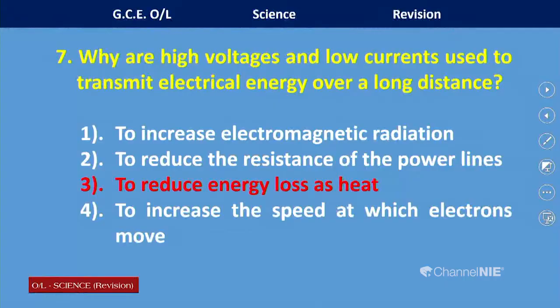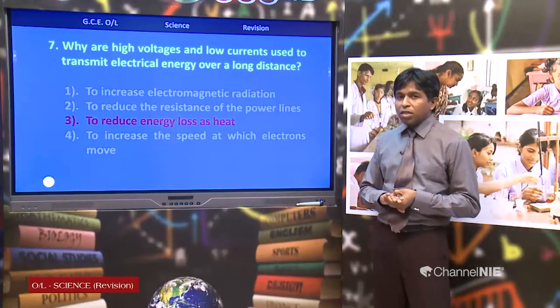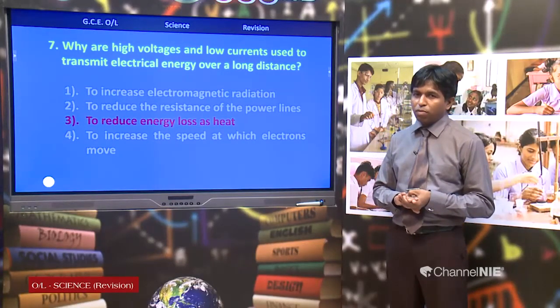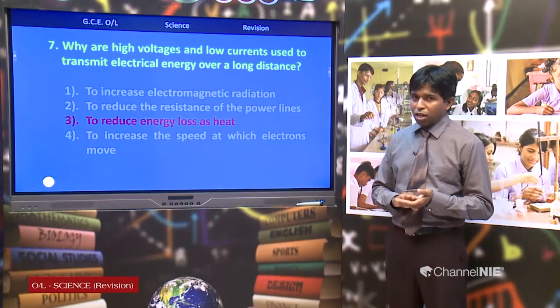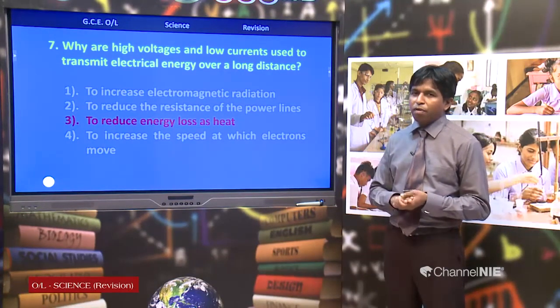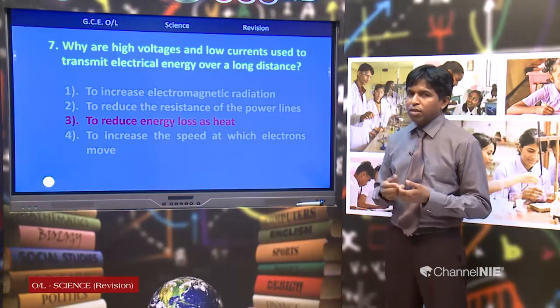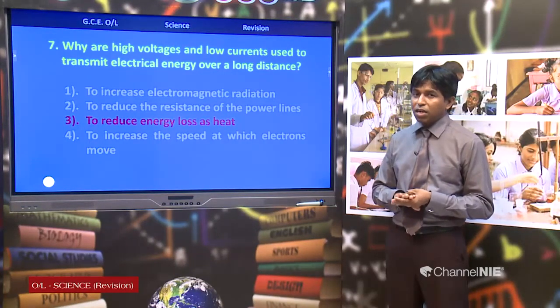Most of the cables we use are aluminum cables. Why are aluminum cables used for these high tension wires? One important property is that aluminum is one of the most abundant metals in the earth crust, aluminum and iron. That is number one, economical. Otherwise we could use copper wires for this transmission and reduce the wastage of energy as heat, but it is expensive.